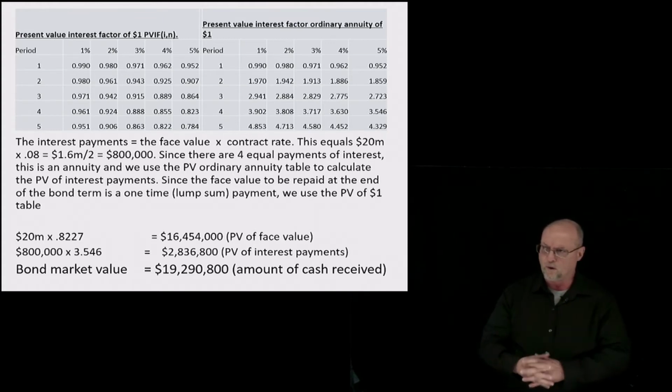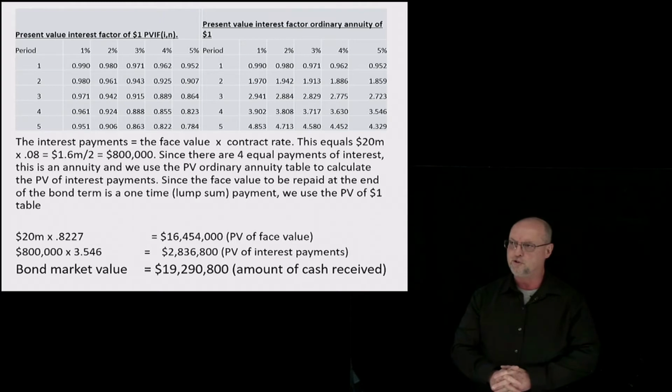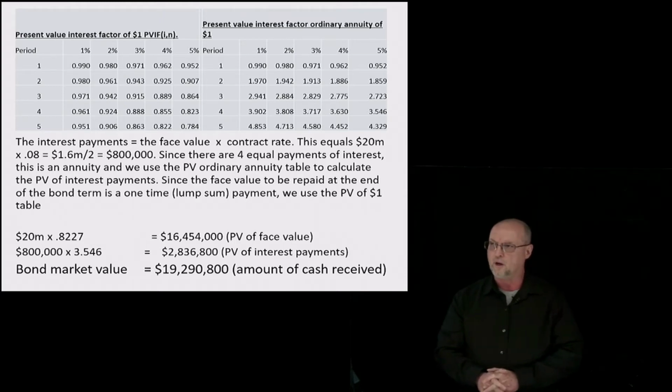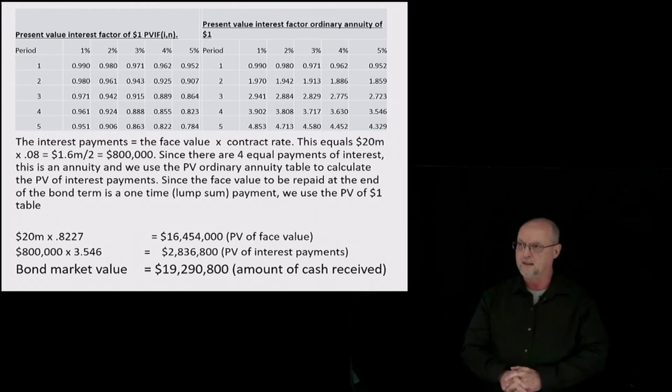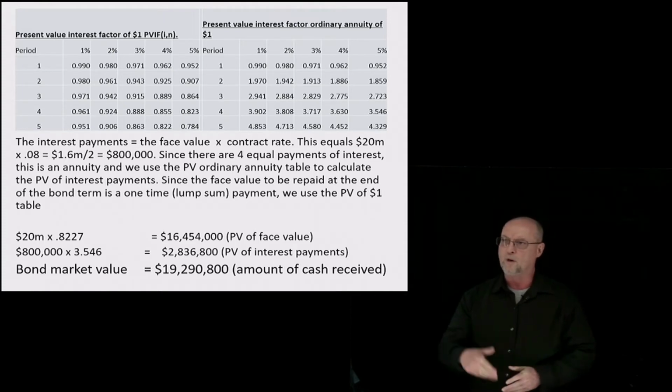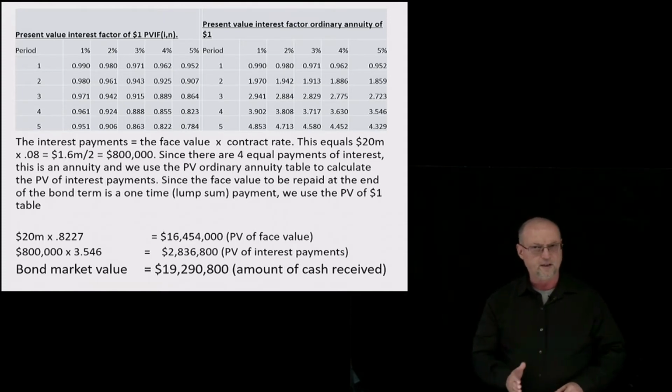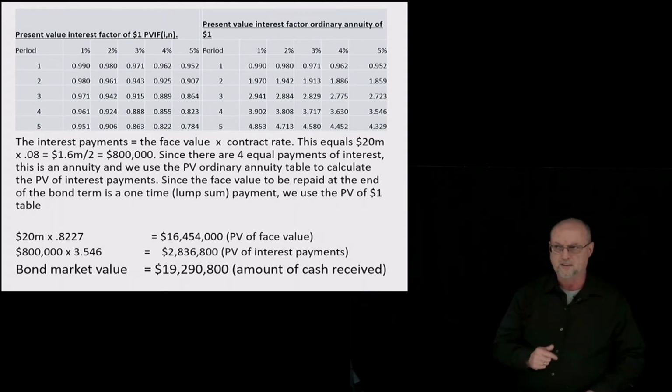So notice 20 million times 0.8227. If you were to go to the present value of one table, you go to the 5% column, and you go to the 4th row, and there you see 0.823, which is very close to my 0.8227. And this brings up an important point.